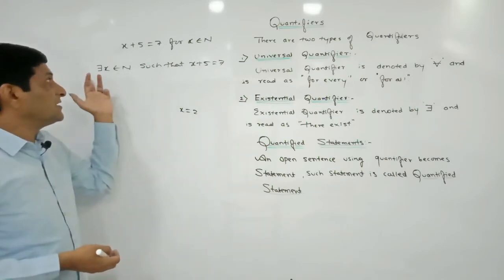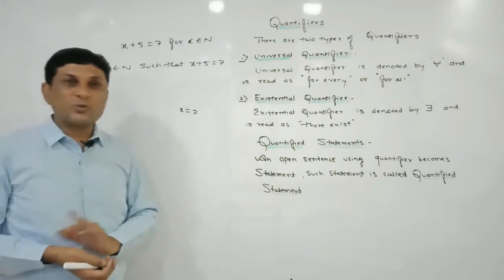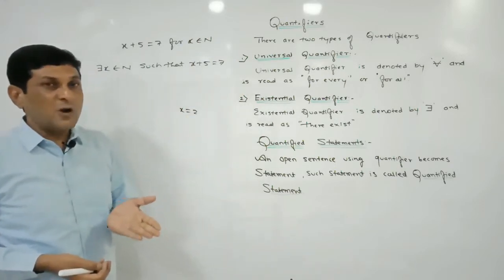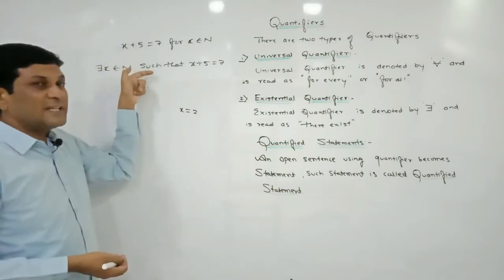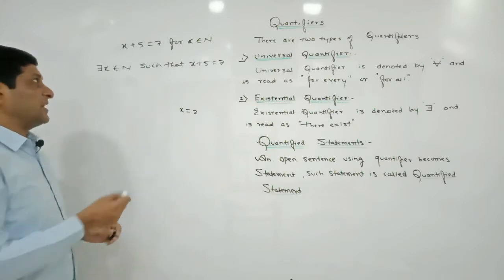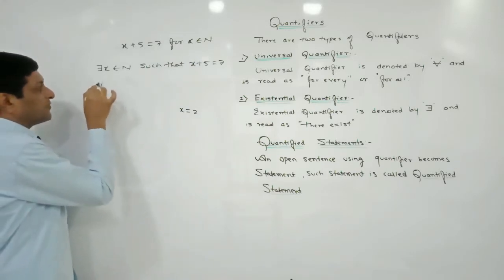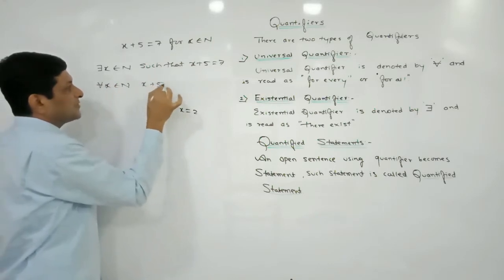So we can say that it is a true statement. And since we are able to identify it as true or false, we can say that it is a statement. So using a quantifier, this open sentence became a statement, so it is a quantified statement.